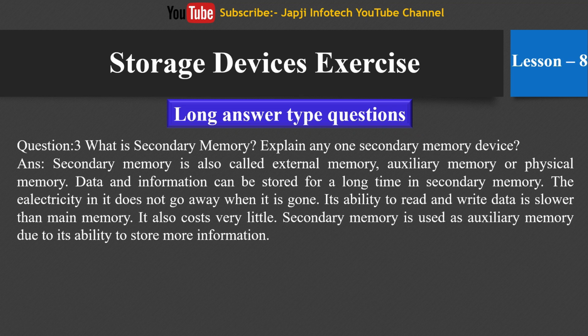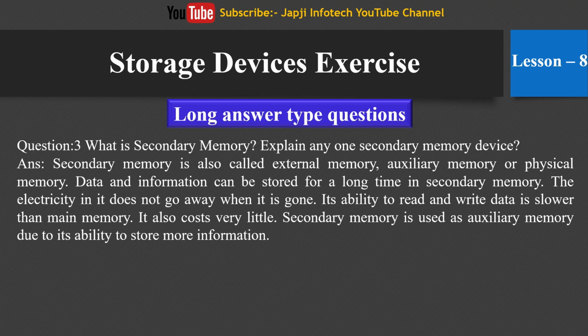And the third question is, what is secondary memory? Explain any one secondary memory device. Secondary memory is also called external memory, auxiliary memory or physical memory. Data and information can be stored for a long time in secondary memory. The data in it does not go away when the electricity is gone. Its ability to read and write data is slower than main memory. It also costs very little. Secondary memory is used as auxiliary memory due to its ability to store more information.